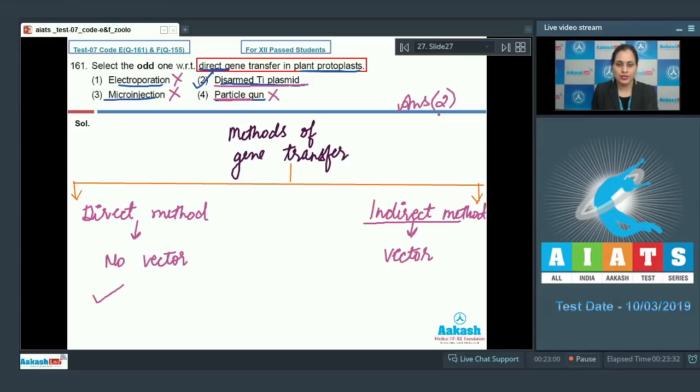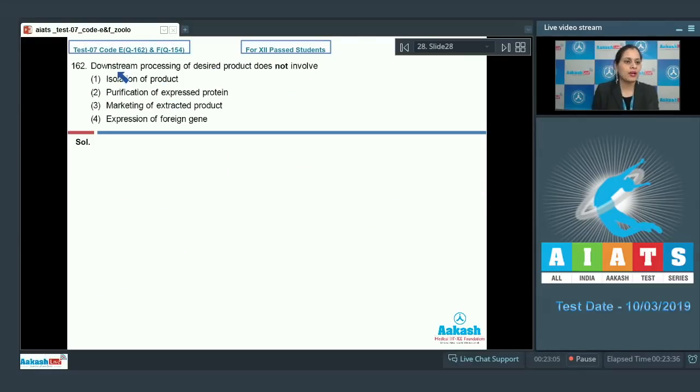Let's proceed to the next question. Question number 162. Downstream processing of desired product does not involve. And the options are isolation of product, purification of expressed protein, marketing of extracted product, and expression of foreign gene. And the correct answer to this question is option number 4, expression of foreign gene. Expression of foreign gene is a step in upstream processing and not in downstream processing.